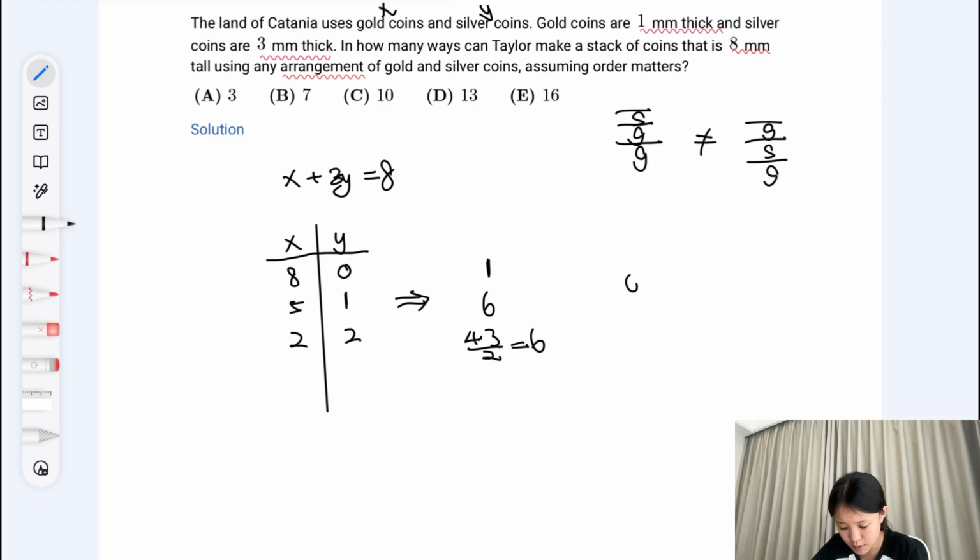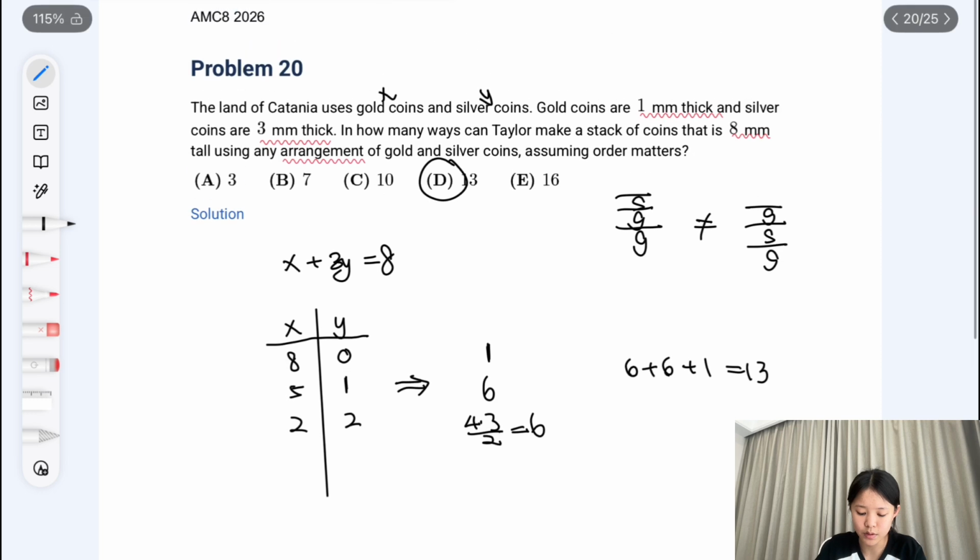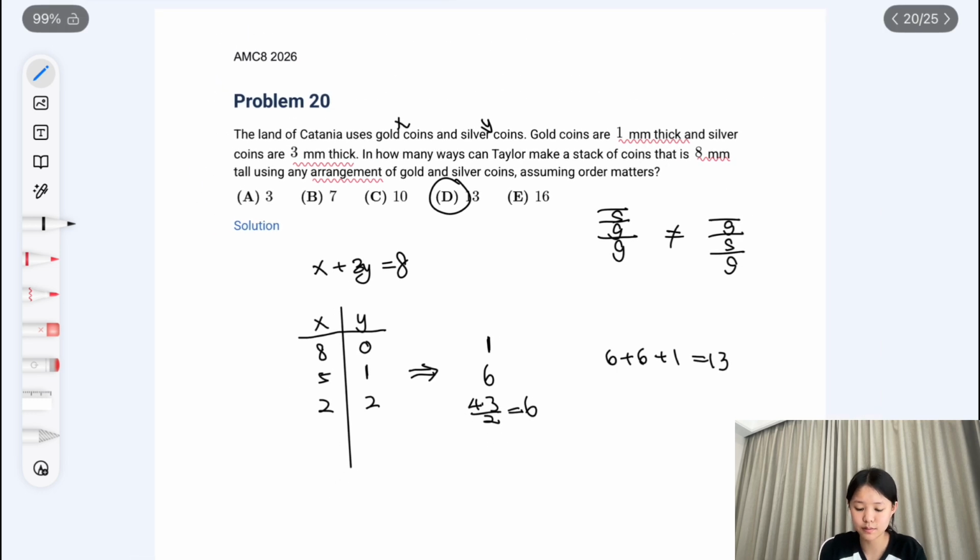So the final solution is 6 plus 6 plus 1, which equals 13. So then we get that the overall solution is D, 13.